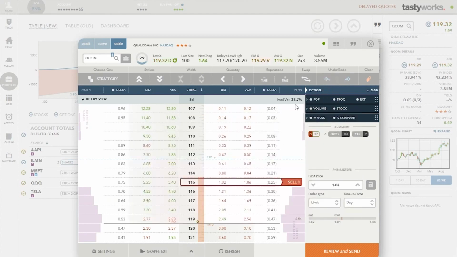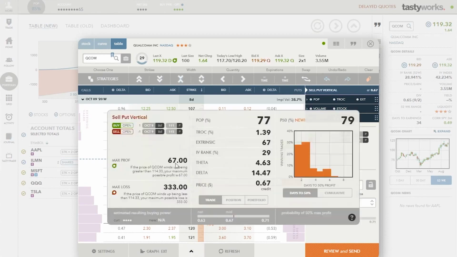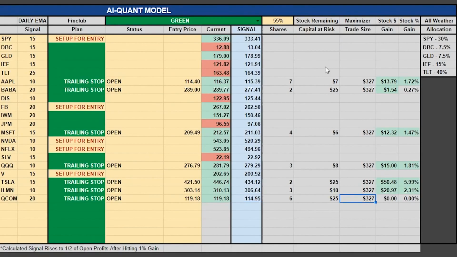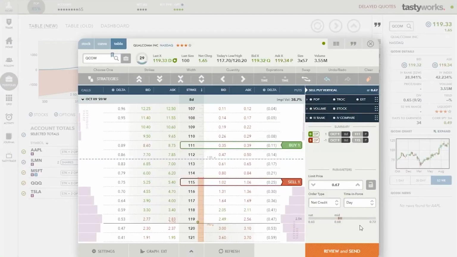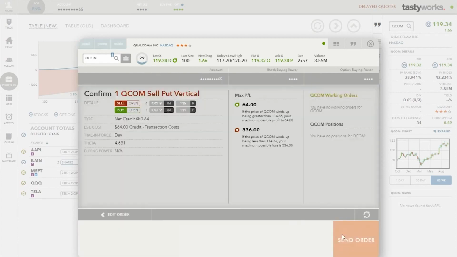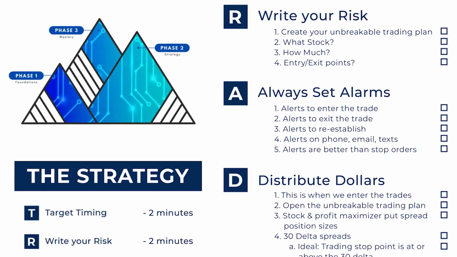It's okay. Let's try $4 wide, 67. Look at that. That gets us right in the ballpark that we're looking for. 327 in risk, 333. Okay, I'm good with that. Is it liquid? Oh yeah, super liquid. Just clicking it down a little bit so we can get filled. And hold on. Before I do that, let's go back to our checklist.